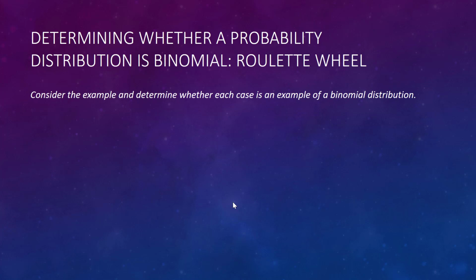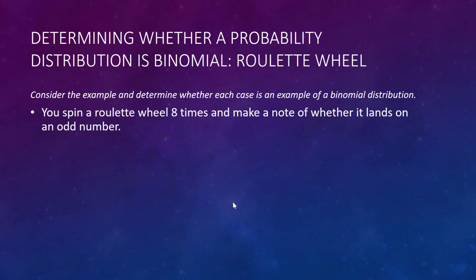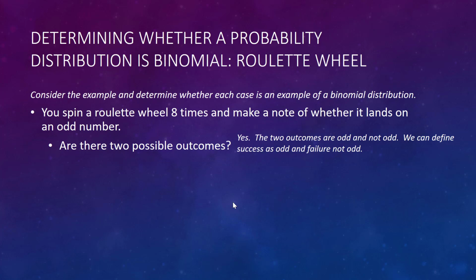Roulette wheel. You spin a roulette wheel 8 times and make a note of whether it lands on an odd number. Are there 2 possible outcomes? Yes. We have odd or not odd. And you would normally think that I would say odd or even. However, there is one number that's neither odd nor even, and that is 0.